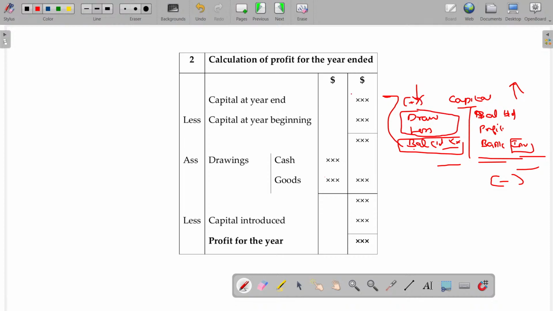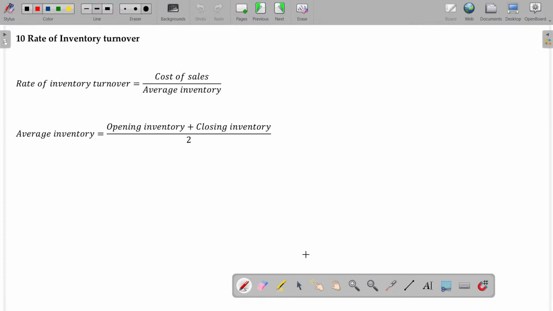We start with the balance. In case of opening capital, it is the other side item, so subtracted. Drawings is a same side item, so added. Further capital introduced is an other side item, subtracted. And profit is also an other side item, which is the balancing figure, subtracting. But same side means it's loss. You will be getting this. This is the format you have to understand for the calculation of profit for the year.